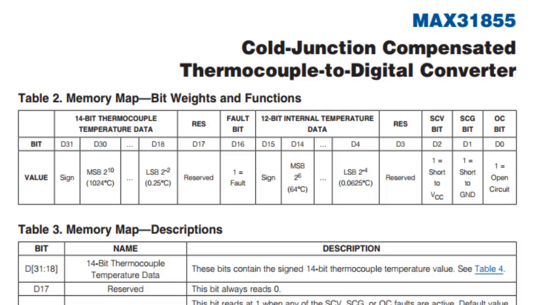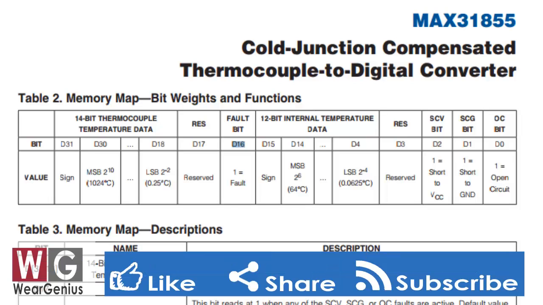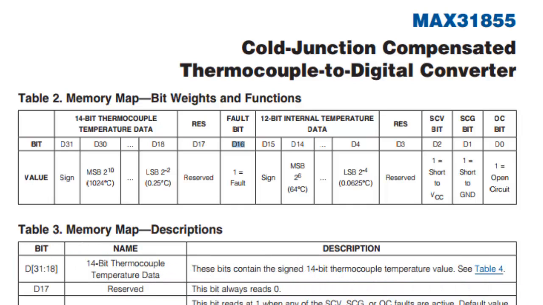Like the D18 to D31 bits of the returned data contain the thermocouple temperature, D17 is reserved, and D16 indicates whether any fault has occurred. If this particular bit is 1, you need to check bits D0, D1 and D2, which correspond to different errors. If D2 is 1, it corresponds to a short to VCC. If D1 is 1, it is a short to ground, and if D0 is 1, then it is an open circuit. Again, bit 31 represents the sign bit of the returned data. D16 represents the fault bit. So if it is 1, no thermocouple is connected or some fault has occurred, right? You can check D0, D1, D2 for that.